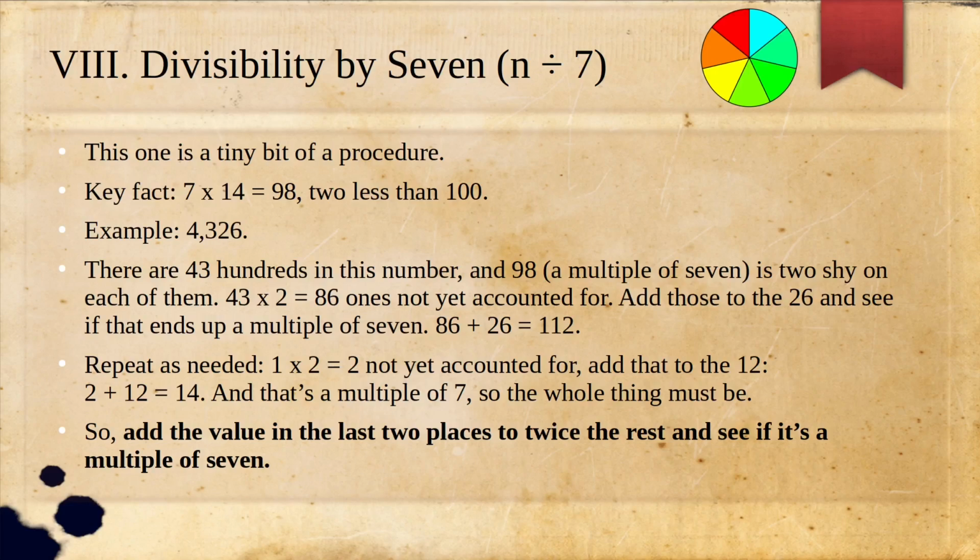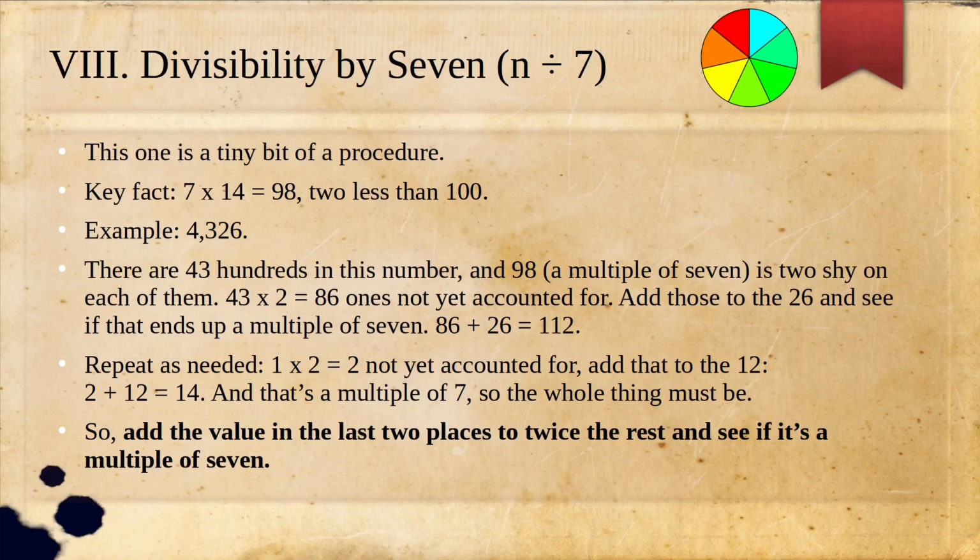Divisibility by 7. This one's a little different. Here I'm going to use a method I got from Matt Parker, and if you're interested in the more general nature of divisibility rules, you can find his video linked in my video's description. The key fact is that 7 times 14 is 98, which is 2 shy of 100.